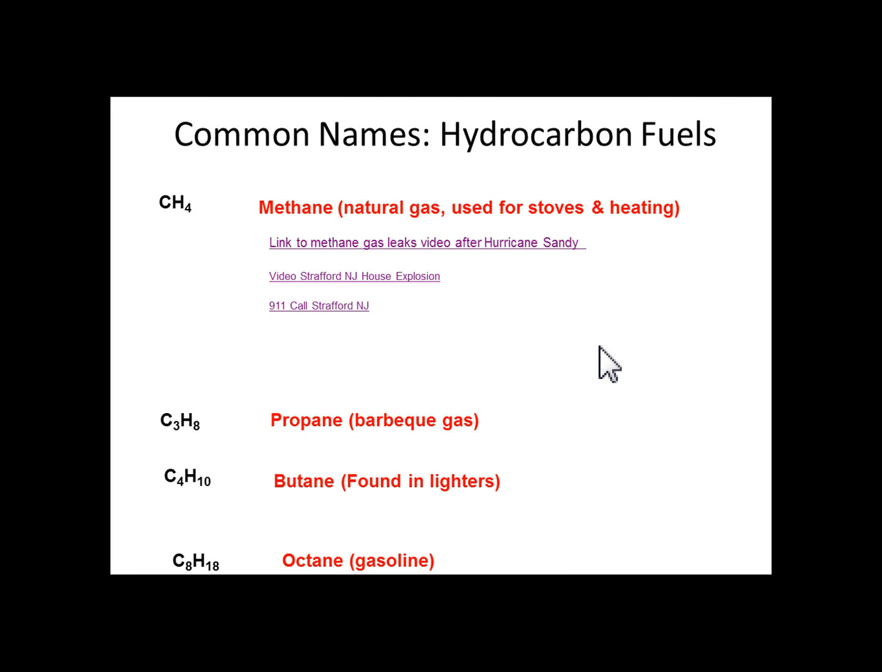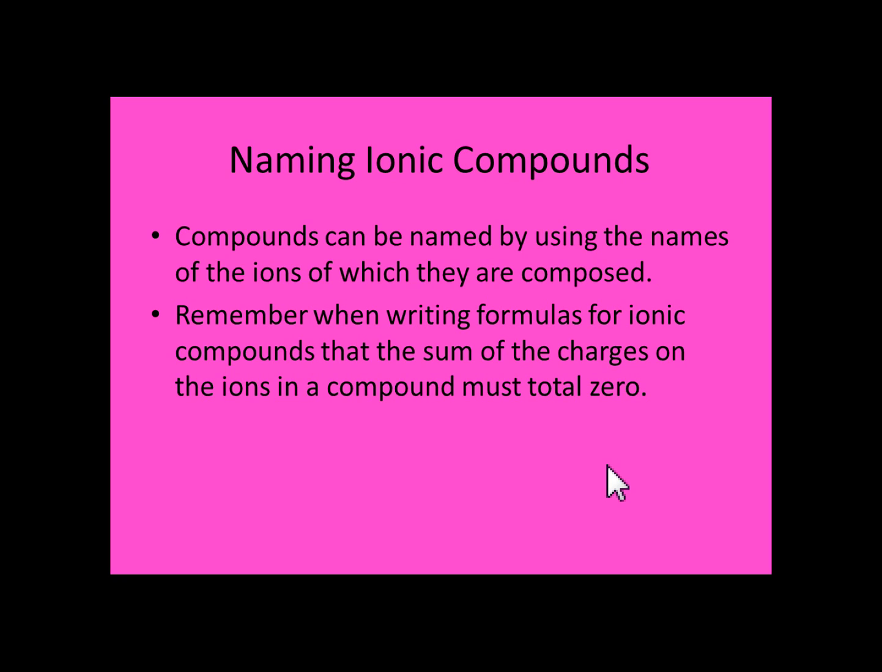Okay, that's methane. That's the natural gas we use to heat our homes and cook a lot of our food. Propane, C3H8, that's barbecue gas. Butane, C4H10, it's found in cigarette lighters. And we talked about octane before, C8H18.